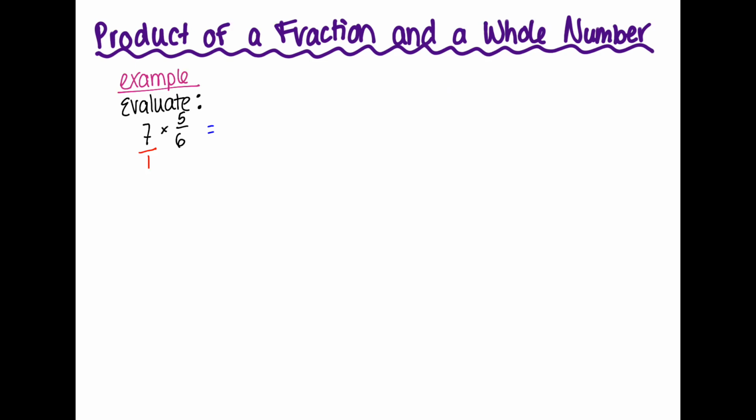So instead of writing it as 7 times 5/6, I'm going to write it as 7 over 1 times 5/6. Multiplying straight across, we have 7 times 5 is 35, and 1 times 6 is 6. 35 and 6 do not have any common factors, so this answer is in the simplest form. And that's all there is.